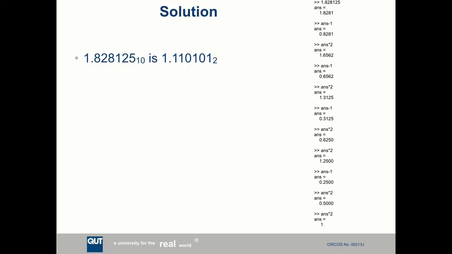Okay, so there's a number, and in binary, I think it's 1.110101 to the base 2. It looks a bit weird, but you can write fractional numbers in binary just as you can write decimal numbers. And how did I get that? I did it two ways. One, I used a calculator. The other one is I did it in MATLAB.